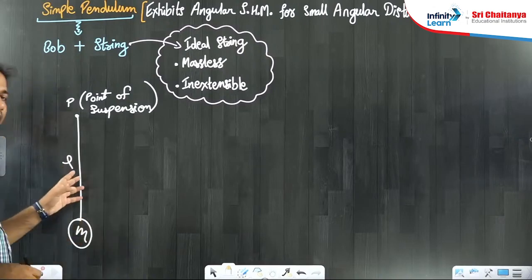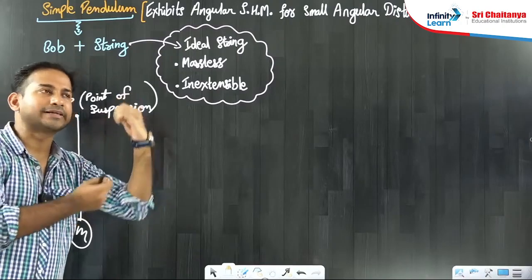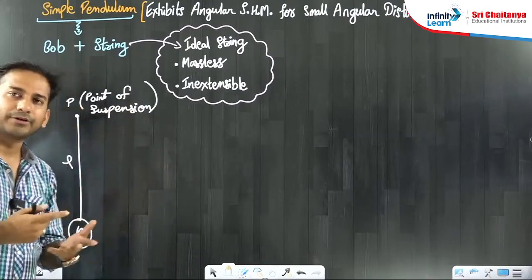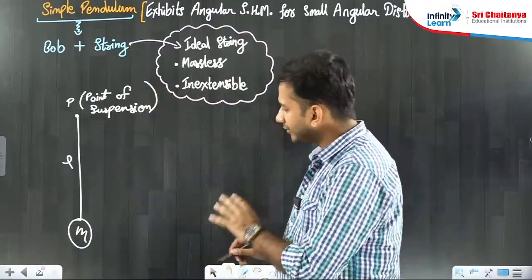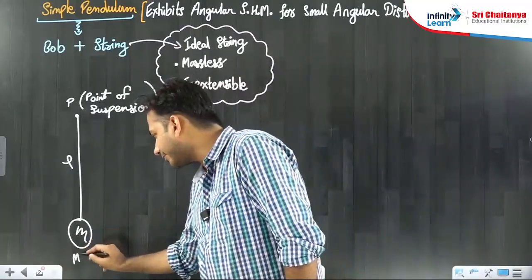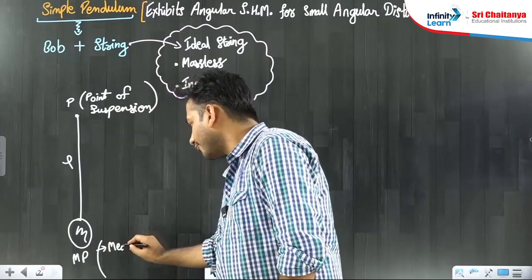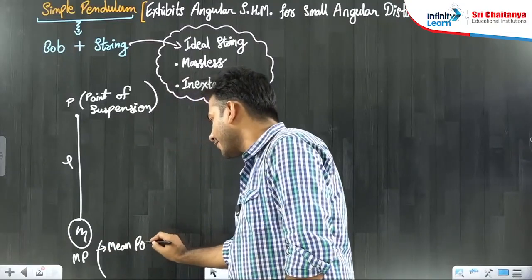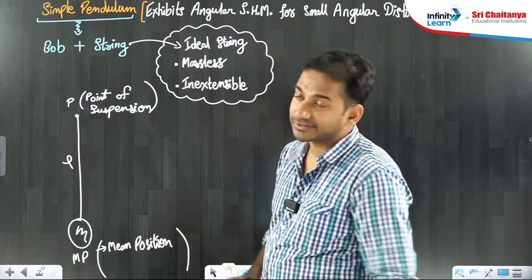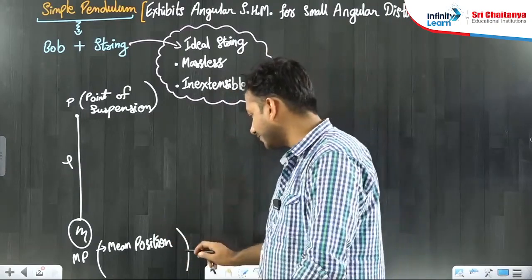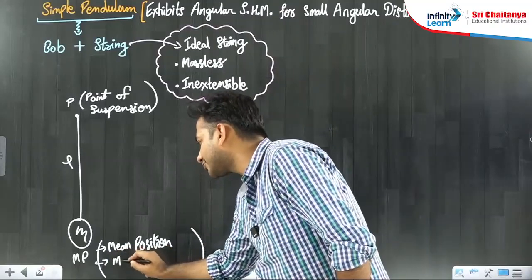It's a very light string. Ideally it is massless, practically it is a light string, and practically it is a bit extensible also. So what will happen to the extension of this, we will talk about it one by one. But here this is the mean position, MP. What is the feature of the mean position? Without any disturbance, if you leave the system, that is where the system will reside. So you can also call it the most stable position.